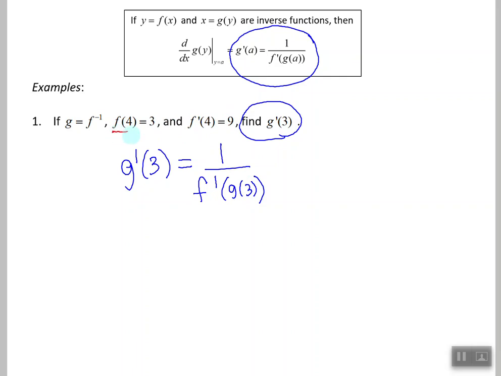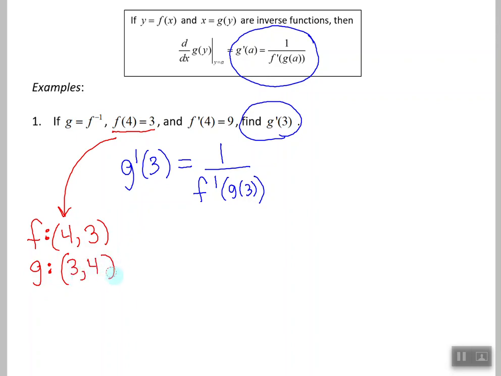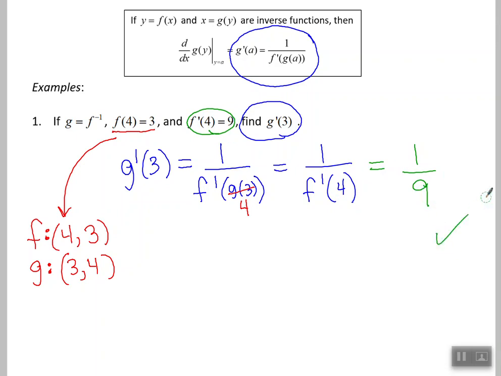But remember, if on the f graph is the point (4, 3), then on its inverse, g, is the point (3, 4). So g of 3 is actually known. It's 4. So this is the same as saying 1 over f prime of 4. F prime of 4 is a value they gave us, so we can replace it, and we get 1 over 9, just like that.